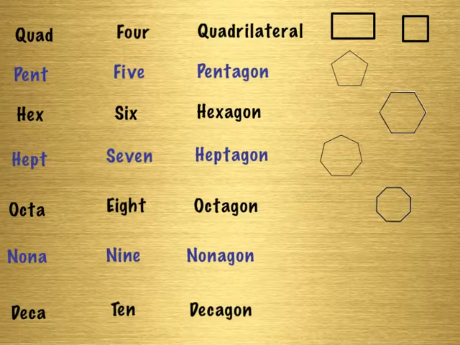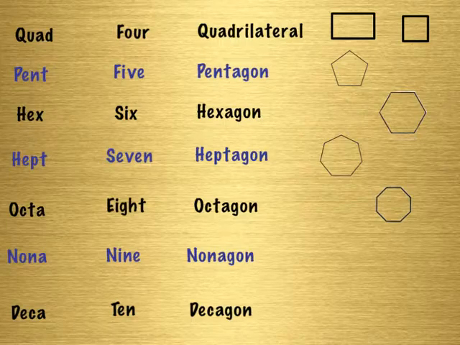Sometimes people have trouble with that one. What I like to remember is that 6 and hex both end with X, so that might help you. Hept means 7. A heptagon has 7 sides. Octa means 8, like an octopus, and an octagon has 8 sides. Nona means 9. A nonagon has 9 sides, and deca means 10, so a decagon has 10 sides.